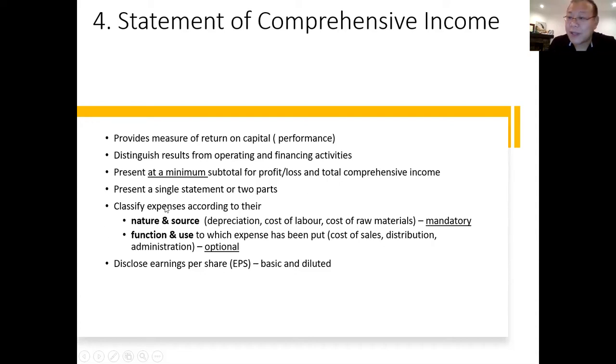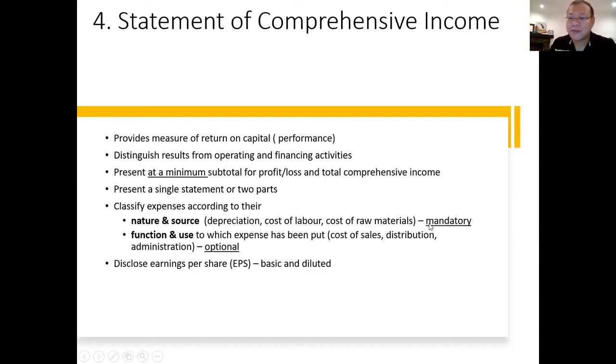And in terms of expenses, you could classify your expenses according to their nature and source, or function and use. Okay. So nature or source. So depreciation. This is the use of the long-term asset, right? So the cost of using a long-term asset is the depreciation. Cost of labor, right? You hire people. Cost of raw materials. For manufacturing companies, you need raw materials to manufacture the goods, right?